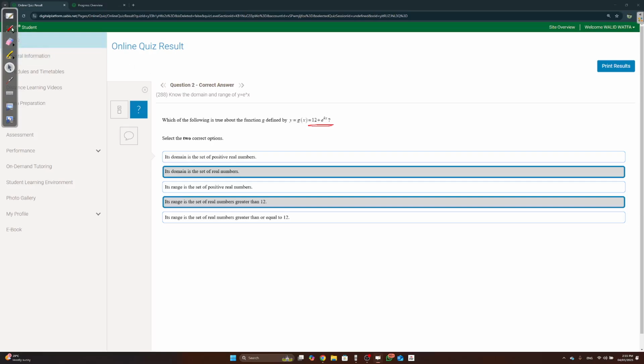Anyways, let's take a look. 12 plus e to the power of 4x.